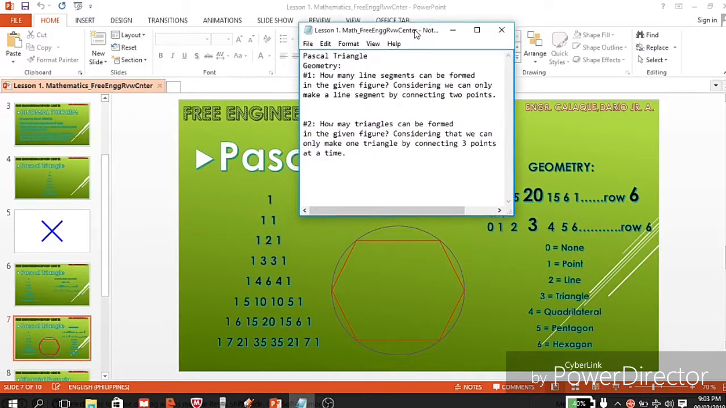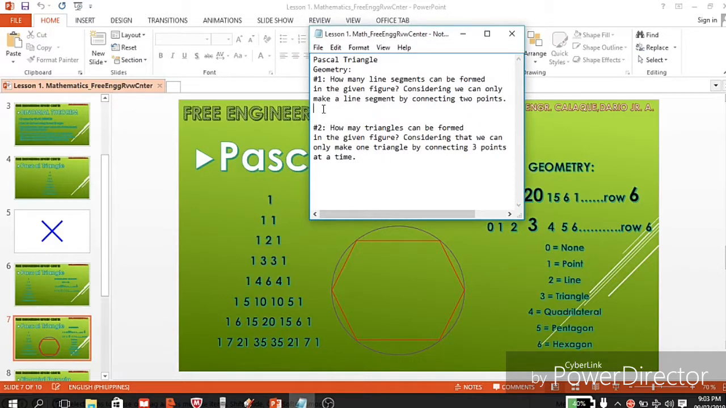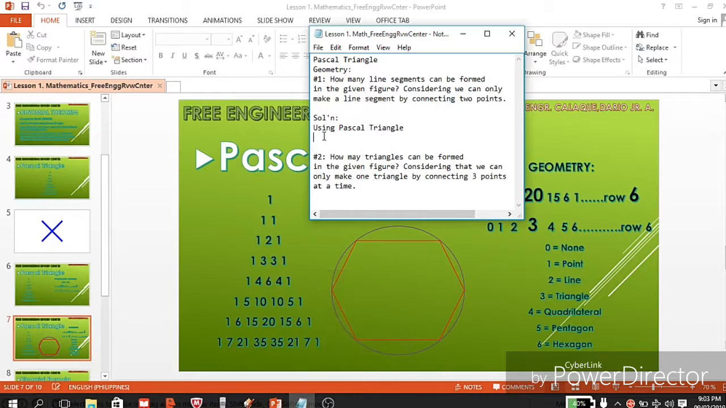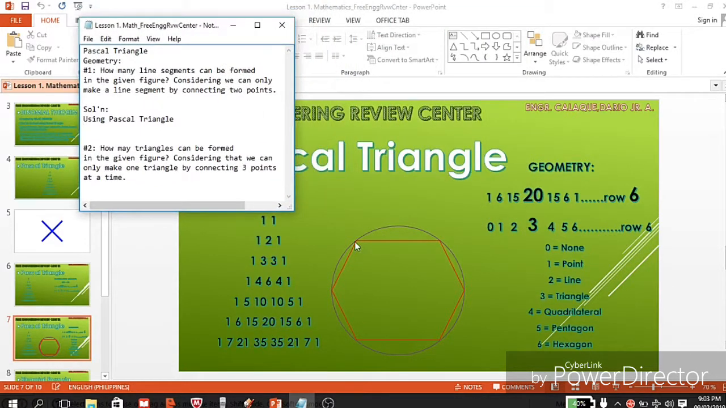So in this problem, we can solve it using Pascal triangle. So the solution is using Pascal triangle. Since in the figure we have 1, 2, 3, 4, 5, and 6, we have 6 points in the hexagon. So I'm going to take row 6.